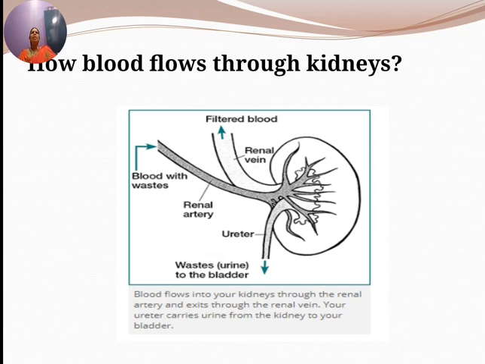The filtered blood is sent out through the renal vein. After the blood has passed through the kidney, it gets filtered, and that filtered blood comes out through the renal vein. So, this is the structure of how the blood flows into the kidneys and out of the kidneys.